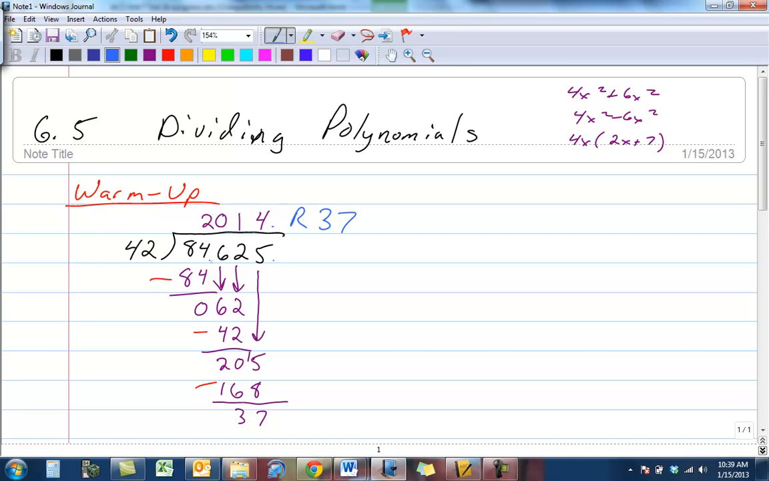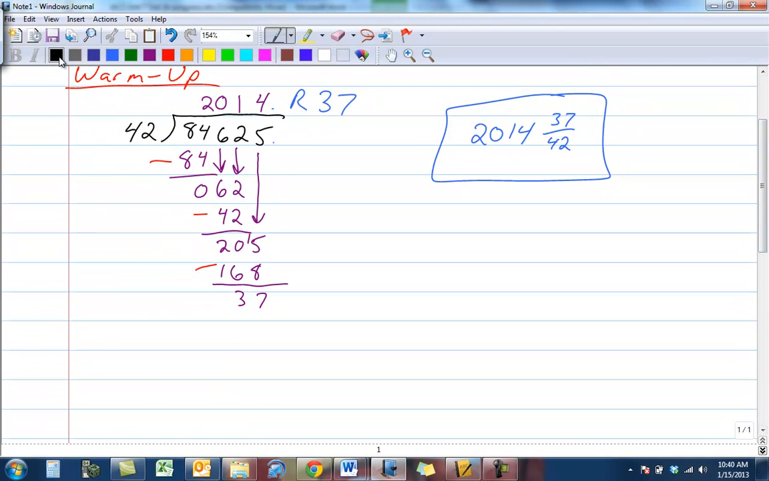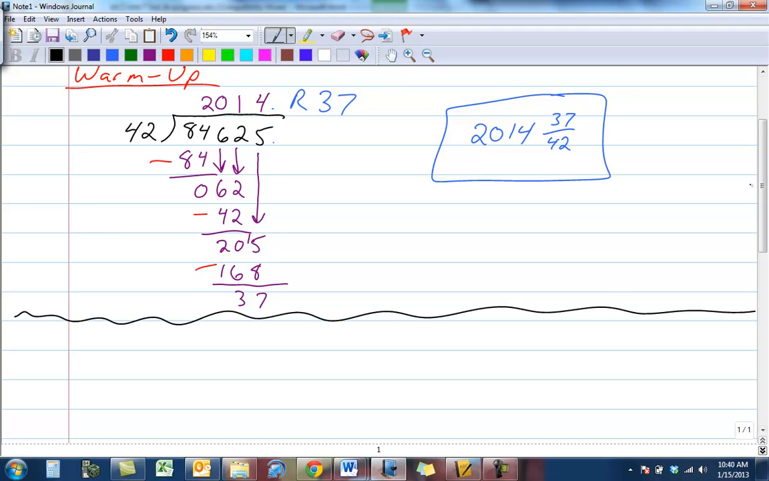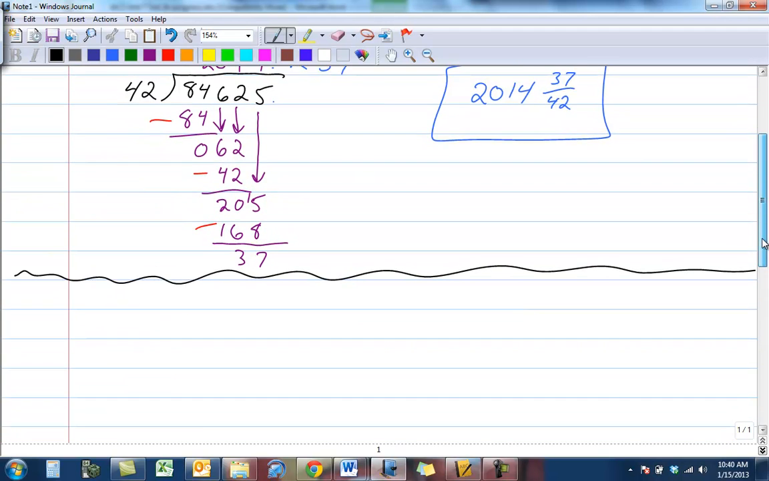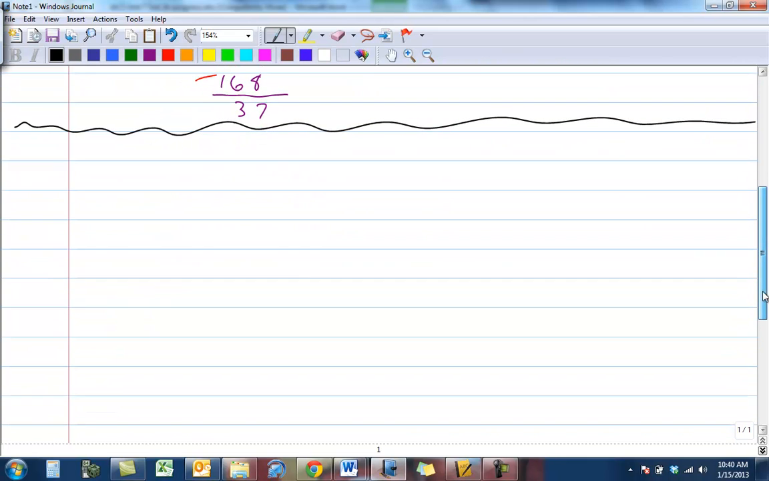So here's the thing. 84,625 divided by 42. Our answer is 2,014. And the remainder we can change into a fraction or a mixed number here. We get 2,014 and 37/42ths. That's our final answer here. The remainder can be turned into a fraction. So here's the thing. We're going to follow the same procedure, the same stuff we did with long division, with dividing polynomials. All right, so let's do our first example here.